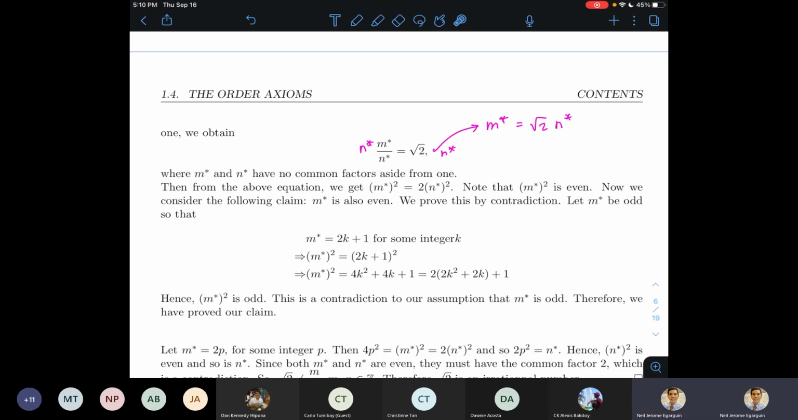Now, here is our claim. Yung claim ko, si m star ay even din. Yun yung gusto kong ipakita. Okay? Now, paano ko mapapakita na si m star ay even?